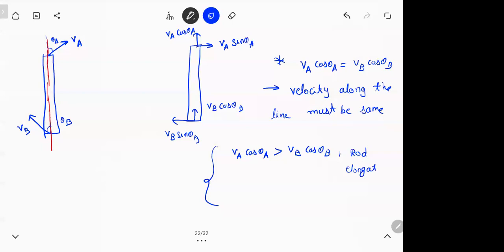But you said it is a rigid body, means distance cannot change. Suppose VA cos theta A is less than VB cos theta B. Means what? B is going faster than A. Think like this: you're standing in front of me. If you're running faster than me, what will happen? Distance between us will increase. If I run faster than you, what will happen? Distance between us will decrease. Are you getting it? So the rod compresses.